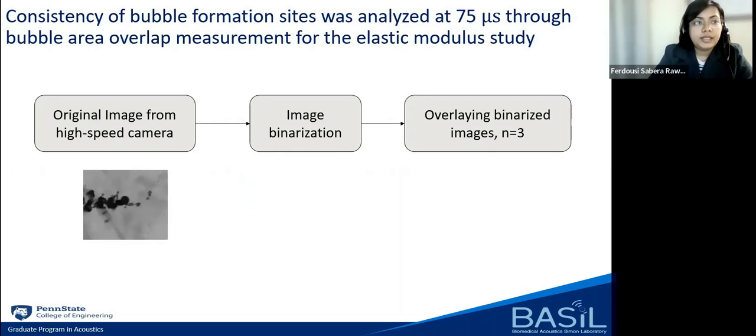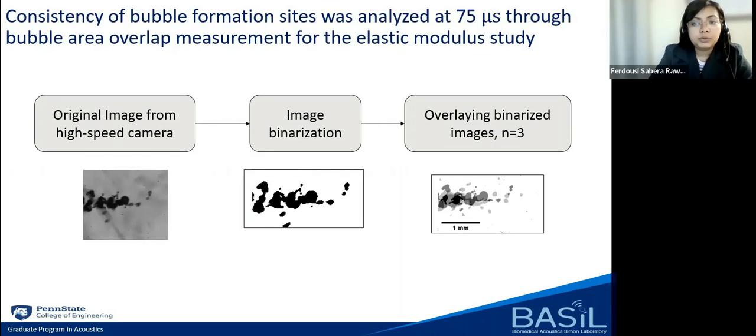First, captured grayscale images were binarized in MATLAB, and then images of three exposed spots to the same peak negative pressures were overlaid on top of another. And if there was any location consistency of bubbles, it will create a darker region as seen in the rightmost image. And we calculated these dark areas as bubble overlap or location consistency.